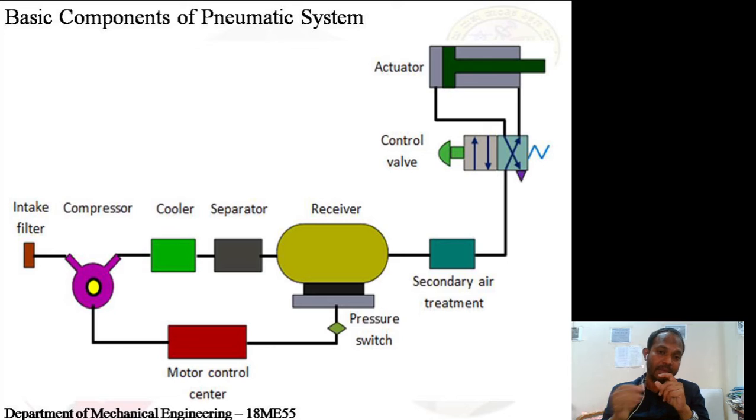Now, my dear friends, point to be noted here. Before the receiver and after the compressor, there will be two components which have been placed. The first one is a cooler and the second one is a separator. A cooler is placed immediately after the compressor.